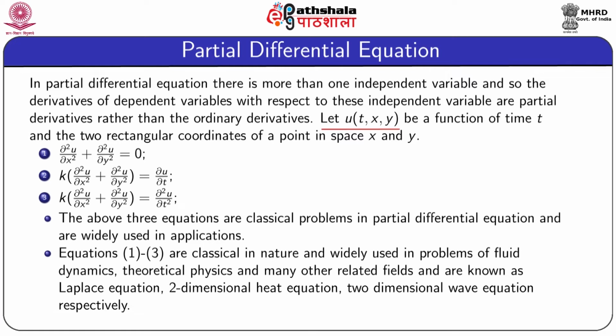Let u(t, x, y) be a function of time t and the two rectangular coordinates of a point in space, x and y. We consider the following partial differential equations: ∂²u/∂x² + ∂²u/∂y² = 0; k(∂²u/∂x² + ∂²u/∂y²) = ∂u/∂t; k(∂²u/∂x² + ∂²u/∂y²) = ∂²u/∂t².